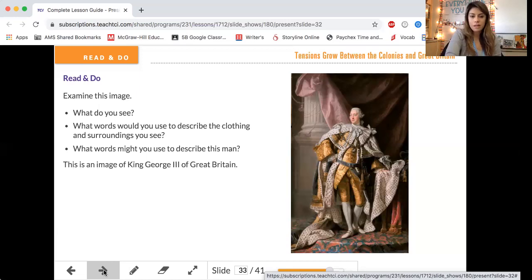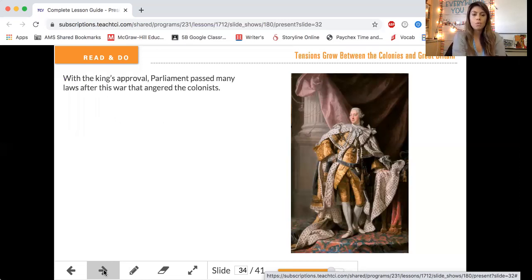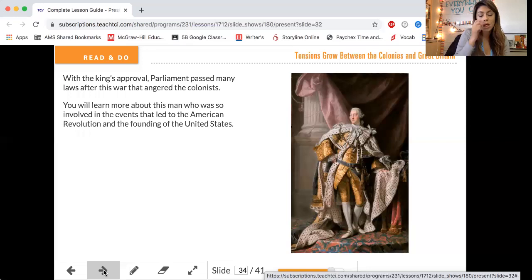This is an image of King George III of Great Britain. He ruled Great Britain from 1760 to 1801. During his reign, British soldiers and American colonists fought together in the French and Indian War. With the king's approval, Parliament passed many laws after this war that angered the colonists. You will learn more about this man who was so involved in the events that led to the American Revolution and the founding of the United States.